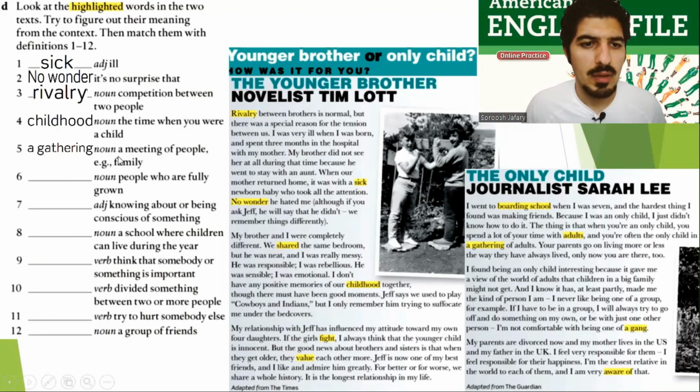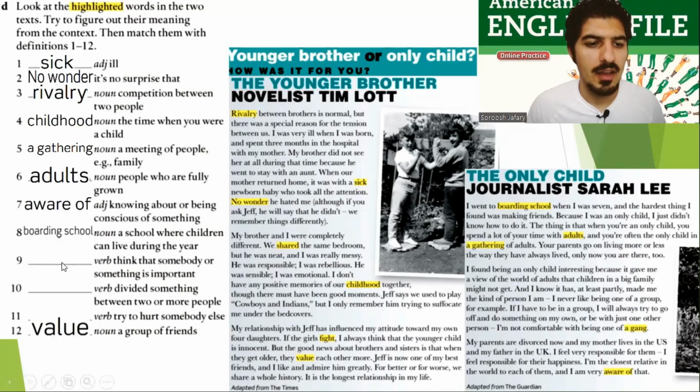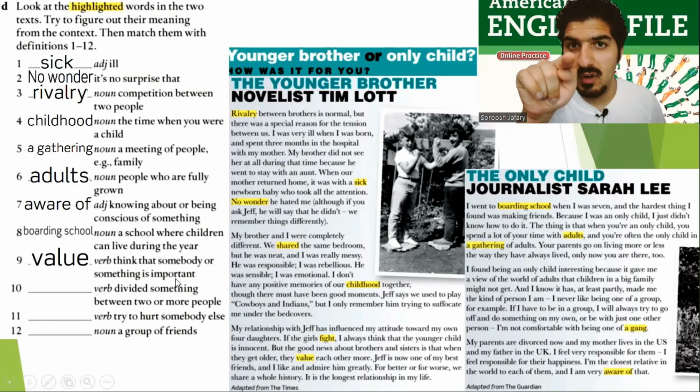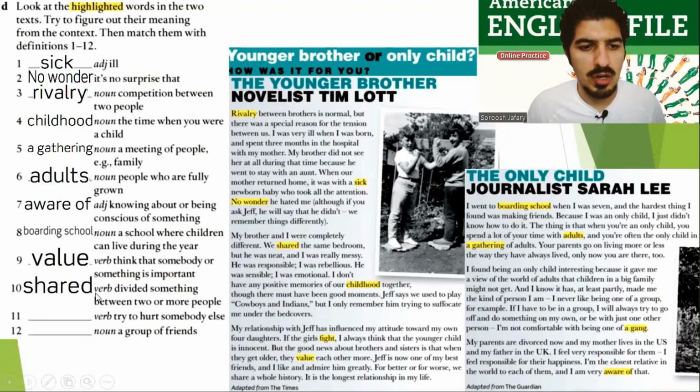A gathering, a meeting of people, for example, family gatherings. Number 6. Adults, people who are fully grown. Number 7. Aware of, knowing about or being conscious of something. 8. Boarding school. Now this one is important. A school where children can live during the year. Number 9. Value. Think that somebody or something is important. If you love someone, you value that person. Yeah? Number 10. Shared. Divided something between two or more people.